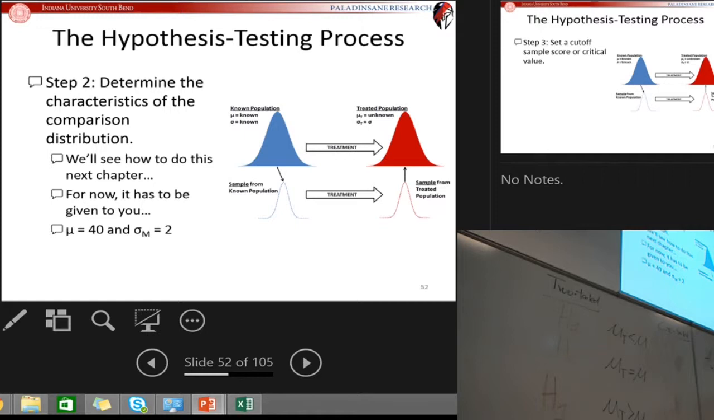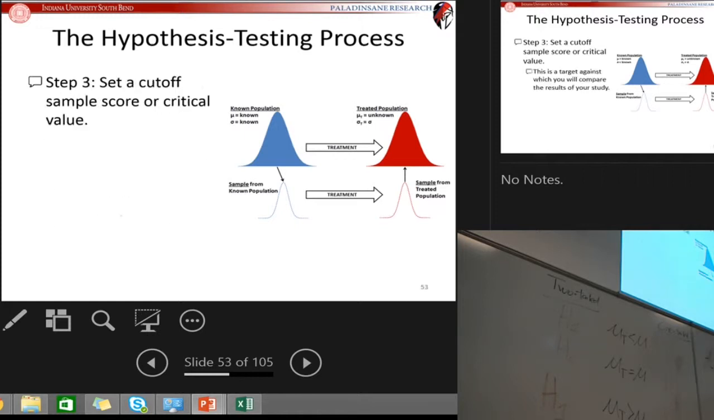So that's step 2, we got the characteristics of the comparison distribution. Step 3, we need to find a cutoff sample score. For that, we are taking our comparison distribution and transforming it into a z-score distribution. Once again, we need to do that because this distribution is not in the back of your book. But the z-score distribution sure is. So we transform it into a z-score distribution with a mean of 0 and a standard deviation of 1. Now we can find our cutoff scores.